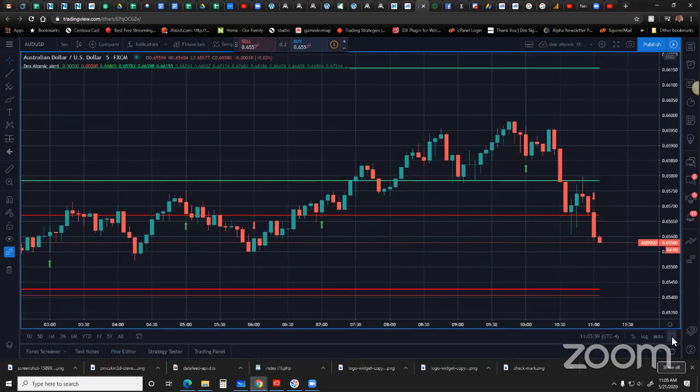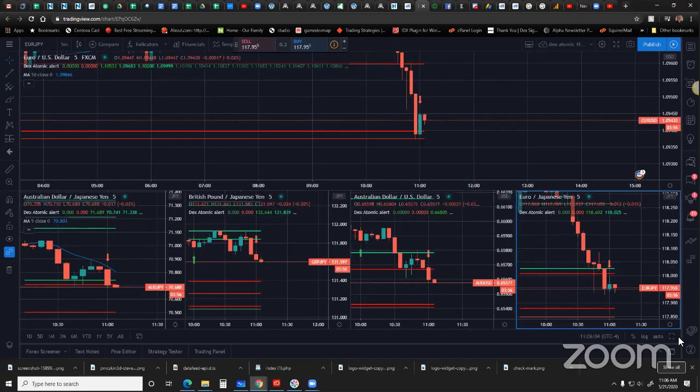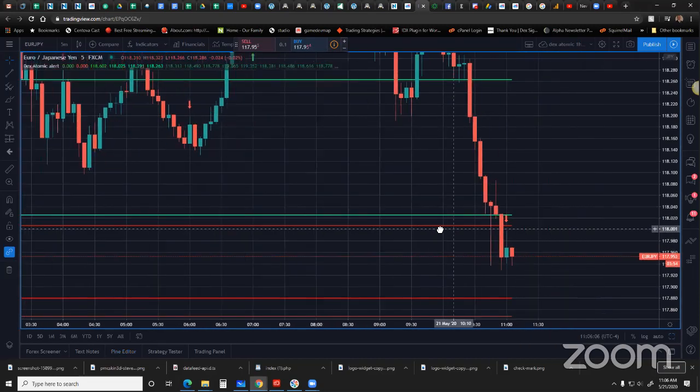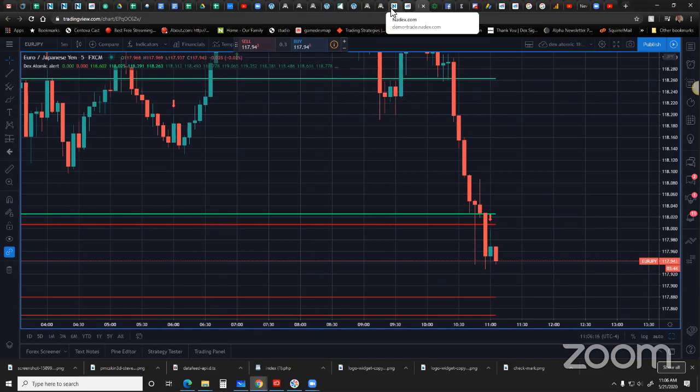All right, let's go back over to Euro JPY. There's another red line right there. Now, if we would have come in here at this red line when it first came off, we have this opportunity. This is a red line trade.